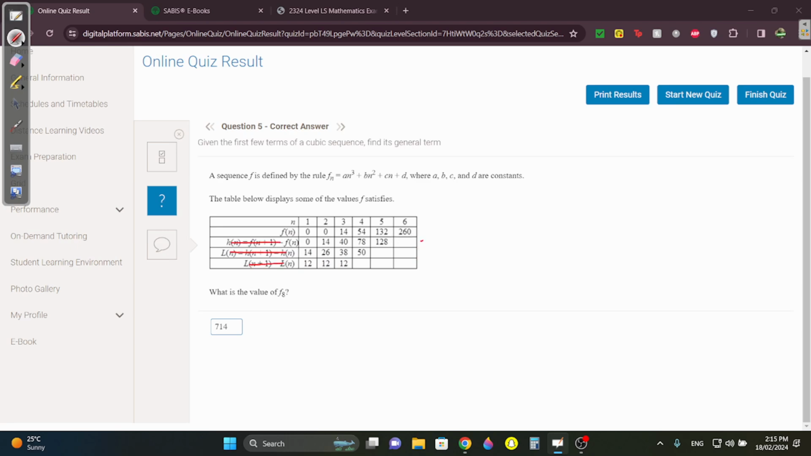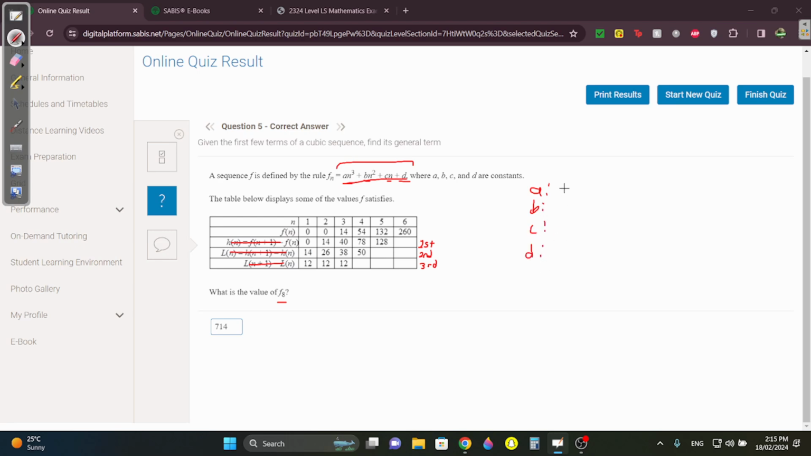Let's just call this the first set, the second set, and the third set. Okay, we have formulas. You want A, B, C, and D, right? To find f8, we need the actual equation for fn, right? And fn is an cubed plus bn squared plus cn plus d. We need to find a, b, c, and d.